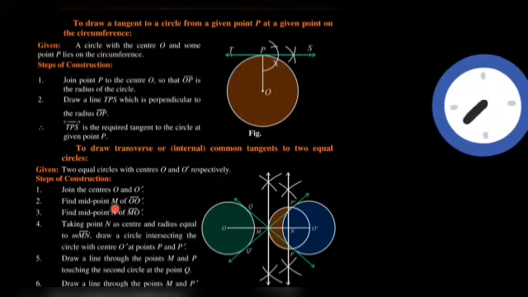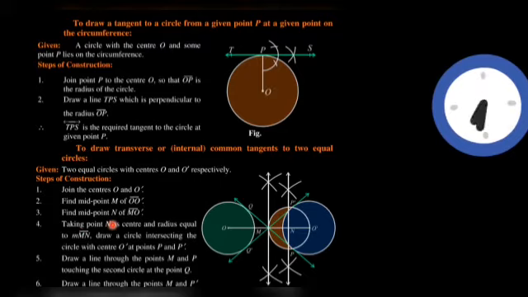Now we find the midpoint M of the line O to O prime. To find the midpoint, we open the compass more than half and draw two arcs from this point, 1 and 2. Similarly, I draw two arcs from the other point, 1 and 2. Where these two arcs cut each other, join these points and extend. This line is the perpendicular bisector of this line. The point where it touches the line OO prime is the midpoint of this line.